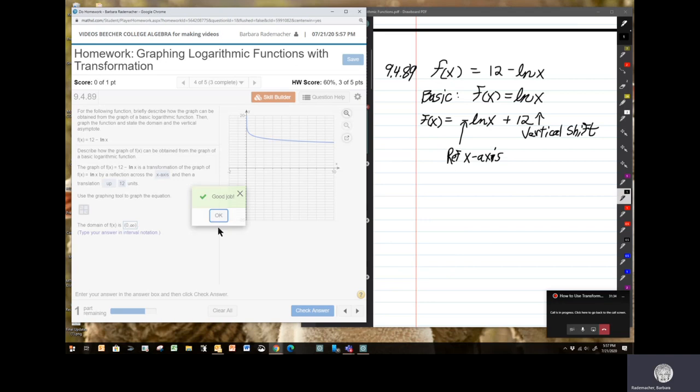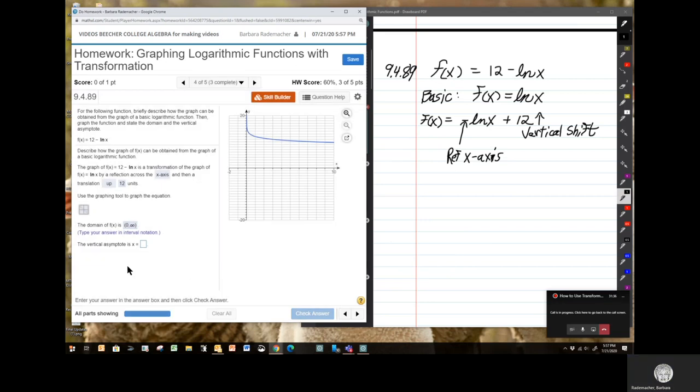Cool beans. Okay, so the vertical asymptote is x equals 0, which is the equation of the y-axis. Check answer. Yes.